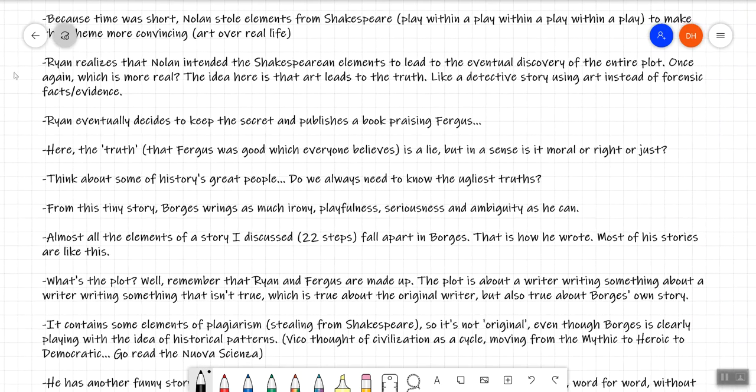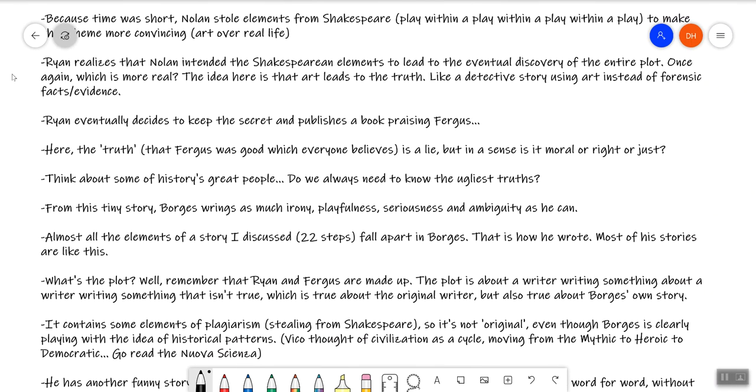Okay, so now Ryan knows the truth. He knows, oh, my great-grandfather was a traitor. Should I write this book? And he does write a book, but he decides to keep the secret and publishes a book praising Fergus. Okay, so now we have another reveal, another layer in this story. Here, the truth that Fergus was good, which everyone believes, is a lie. But in a sense, is it moral or right or just to lie about such a thing?